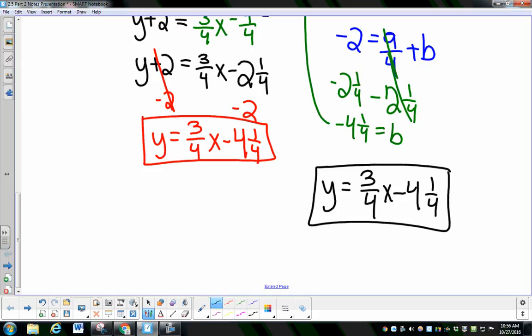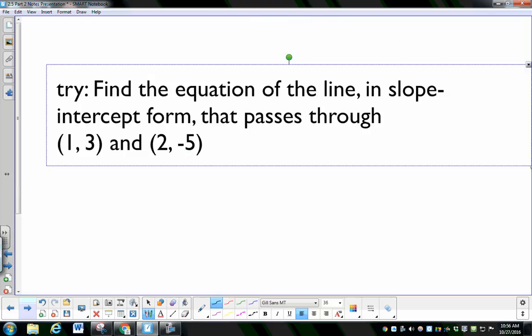Alright, so I'm going to give you guys one to try. You don't have to use both methods. Just pick one of the methods and try and follow that same process. So here's your first one to try. Find the equation of the line in slope-intercept form that passes through the points 1, 3, and 2, negative 5. Pause this, work on that, and then I've got just one more example for us to do.